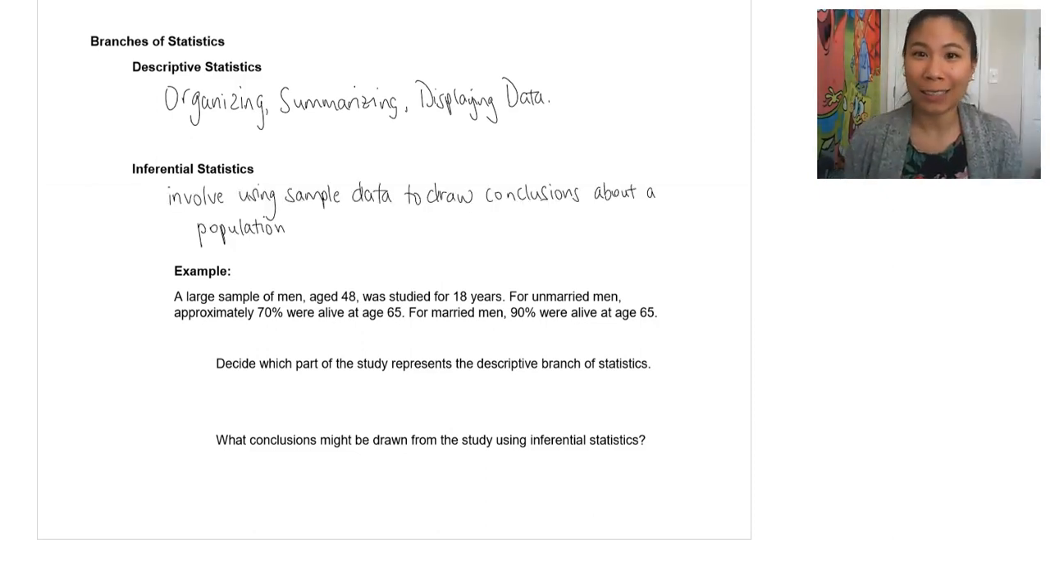Okay, so for our last example, we are looking at a large sample of men aged 48. They were studied for 18 years. For these unmarried men, approximately 70% were alive at age 65. And for married men, 90% were alive at age 65. So we want to see which part of this study represents the descriptive branch of statistics. Basically, what are they describing? Here, the description part is really just what data they gathered from this study.